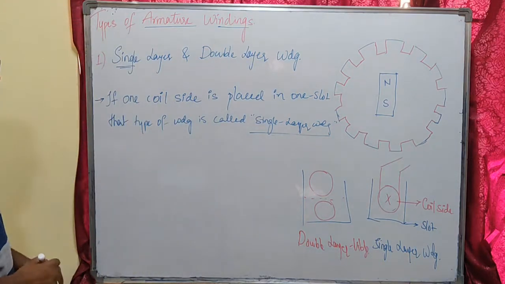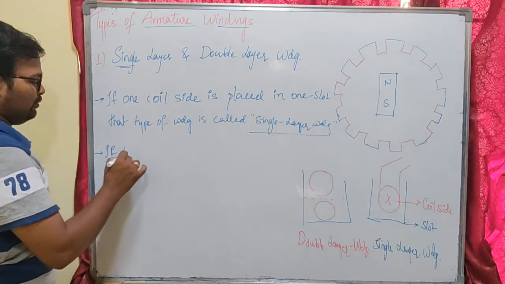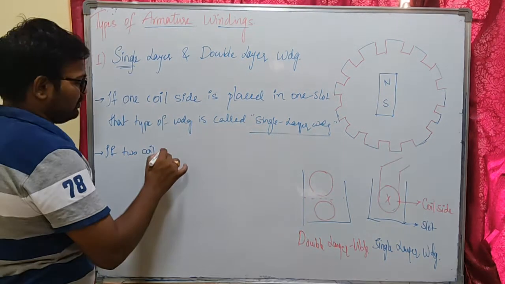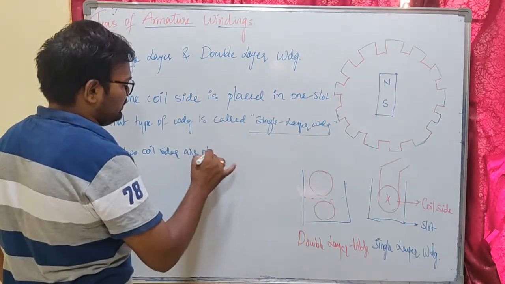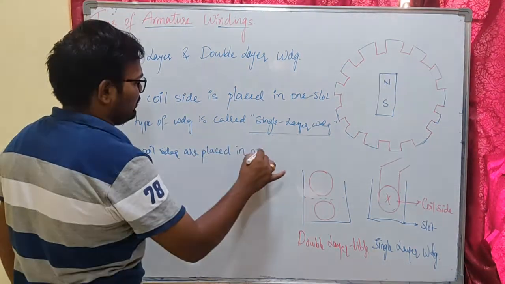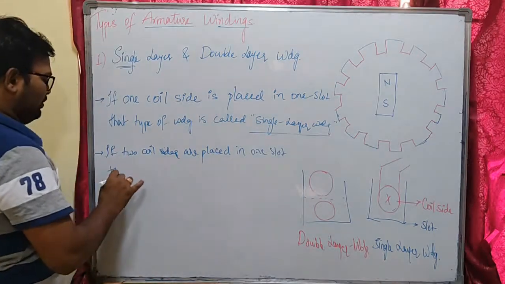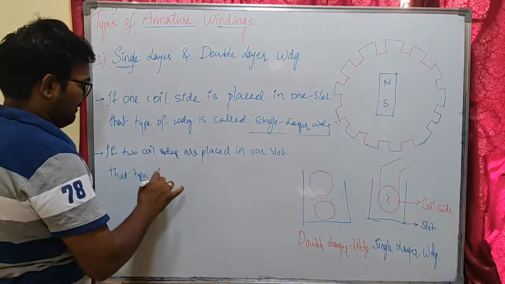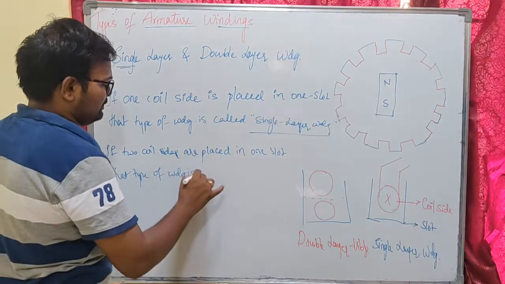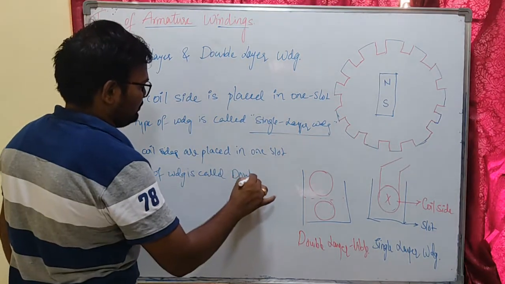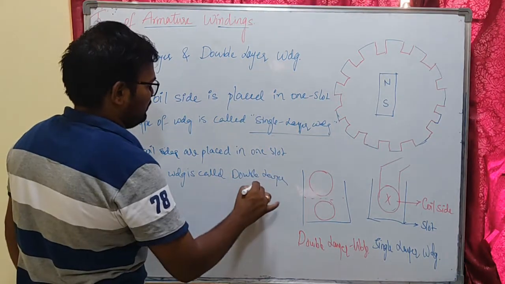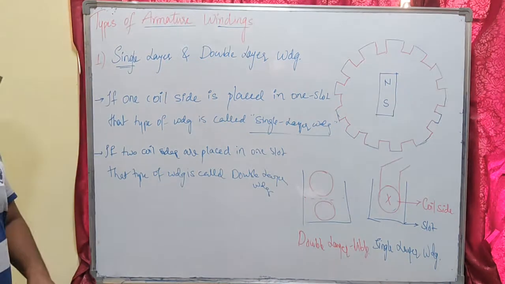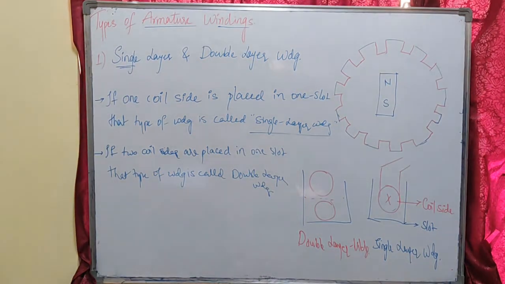If two coil sides are placed in one slot, the type of winding is called double layer winding. It is as simple as that. You can easily understand by seeing the name itself.